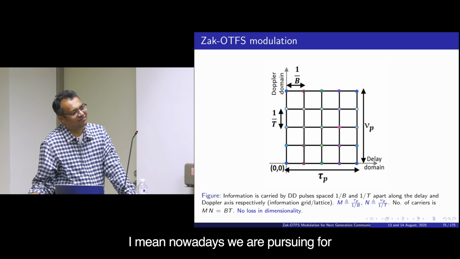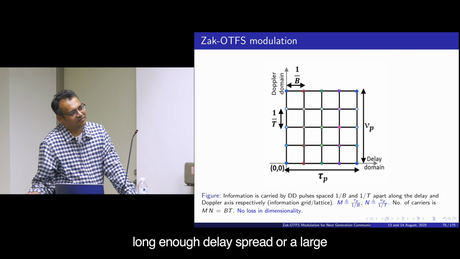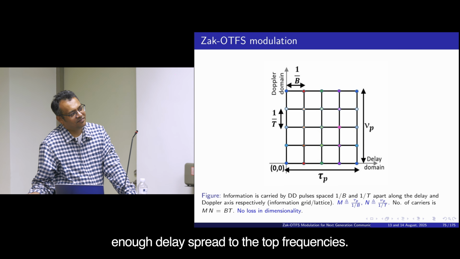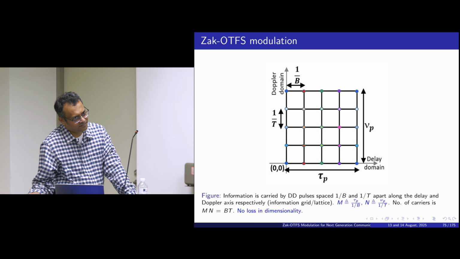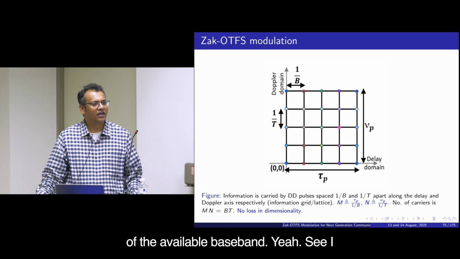nowadays we are pursuing larger and larger baseband frequencies, maybe up to 1 gigahertz. Okay, so can you implement a long enough delay spread or a large enough Doppler frequency so that you can fully make use of the available baseband?